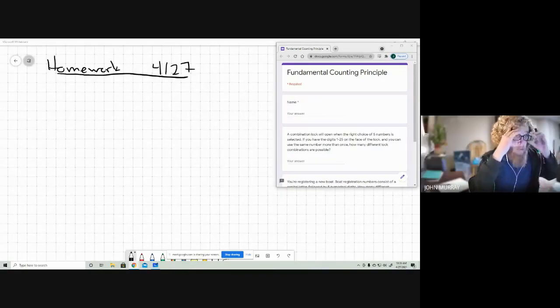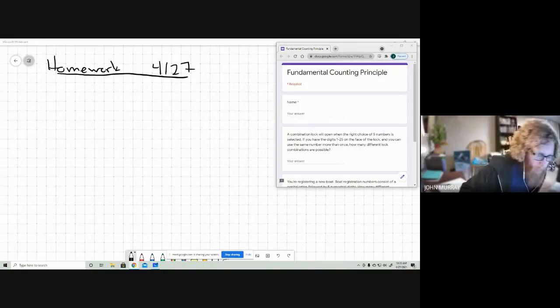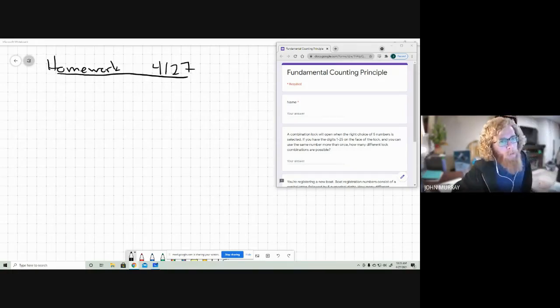Okay, all right. So let's start by looking at the homework from yesterday. You had two basic counting principle problems. So the first one: a combination lock will open when the right choice of 5 numbers is selected. So, your lockers at school, combination lock, you got to turn it, right? But for this one, instead of 3 numbers, you have 5 numbers. If you have the digits 1 to 25 on the face of the lock, and you can use the same number more than once, how many different lock combinations are possible?